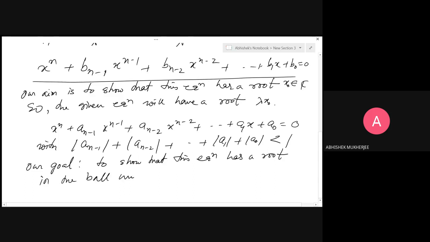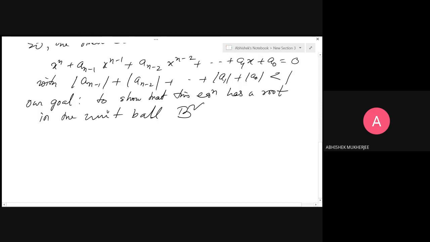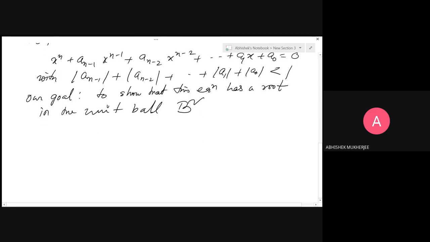In the unit ball, unit ball B2. So this is our goal. Firstly, let us assume the reverse case, that is, the equation has no such root.